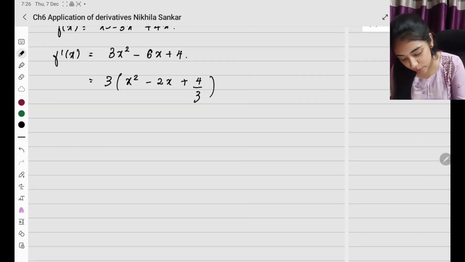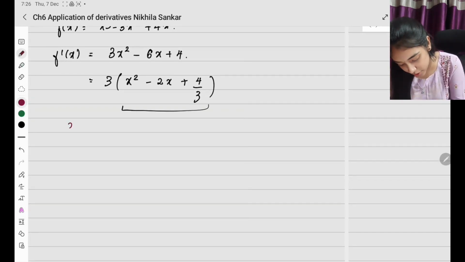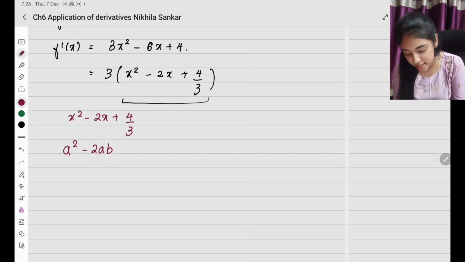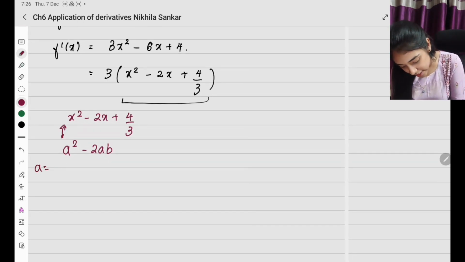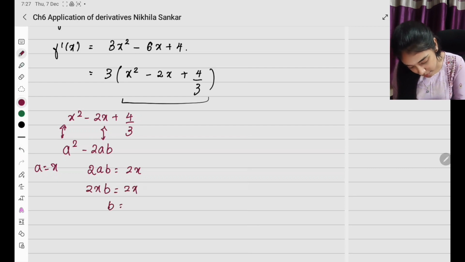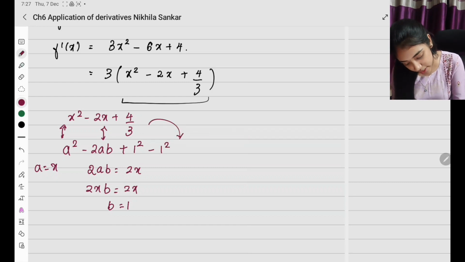When I complete the square, in the particular function matram eduthitta, x square minus 2x plus 4 by 3. I want to write this in terms of a square minus 2ab. I don't know what my b square is. So when I compare, I have a equals x, and 2ab equals 2x. I just found out a equals x, so I have 2xb equals 2x. From this I have b equals 1. So I can add 1 square, subtract 1 square. I already have a constant. Completing the square method punjada.